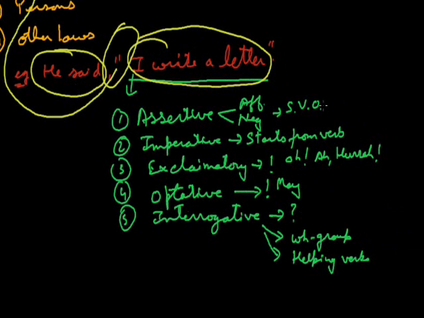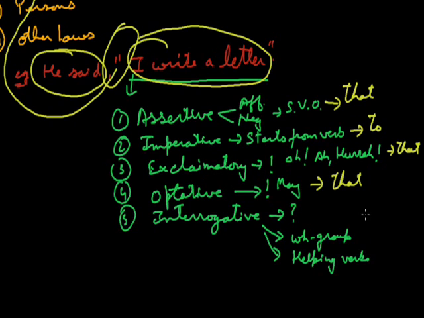Now as far as assertive sentences are concerned, we always go with the connector that. With imperative we go with to. Exclamatory also takes that. Optative also takes that. Now coming on to interrogative, we will have to be a bit careful about this, because if the interrogative sentence starts from WH group word, then it is not followed by any connector. Whereas if a sentence starts from a helping verb, in that case we can go with if or whether. I hope this is clear to all as to how to supply correct connector.